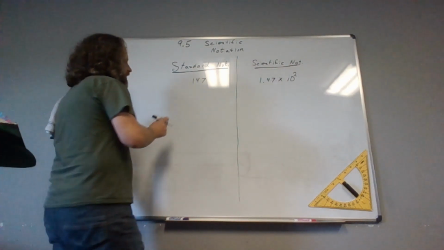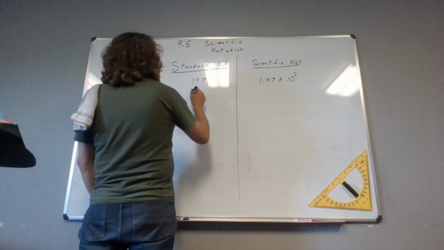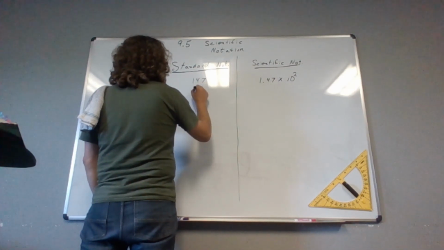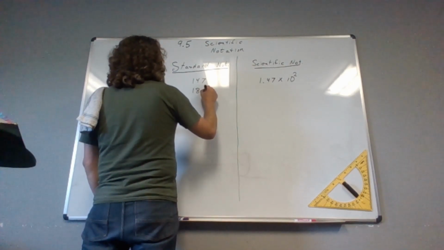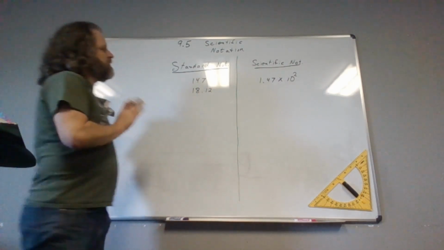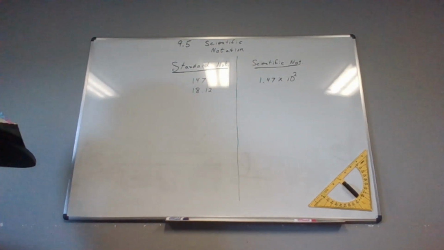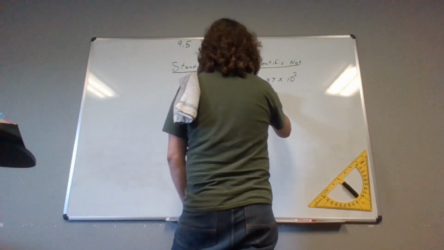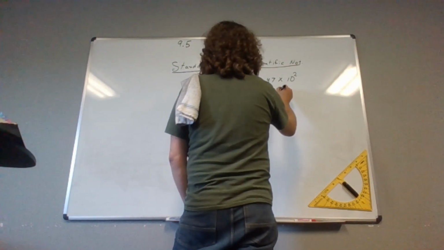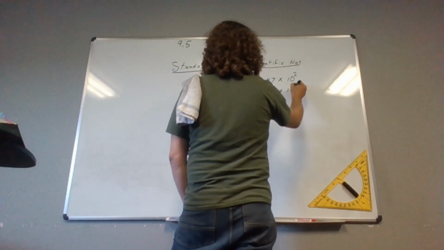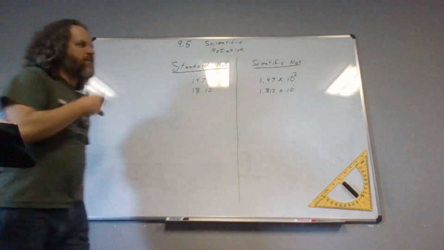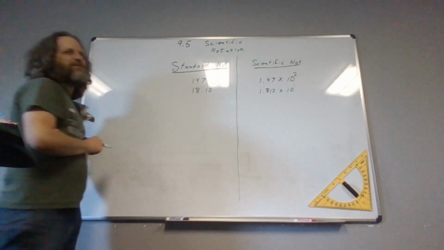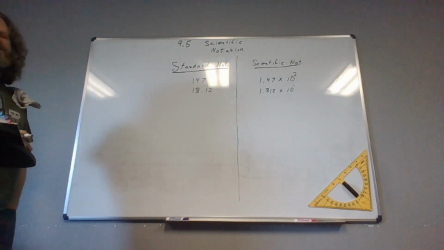So you might have the number 18.12 in standard notation. Easy math. We're going to convert that to scientific notation. That would be 1.812 times 10 to the first. Why does that change? Well, because the decimal place moved. We'll look at examples of converting here in a second.